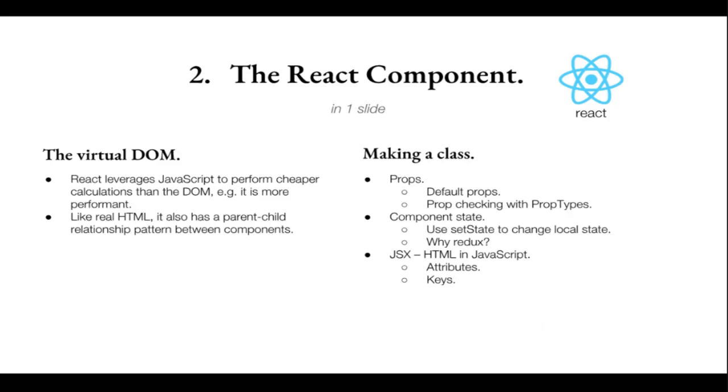Also, like real HTML, it has a parent. So a component itself, I would split into three pieces, or I guess I would point out three pieces of information that are relevant to how this component functions. We have props, which is just information passed into the component. Props is short for properties. Components will receive this information from their parent component or elsewhere. But most of the time, a prop is passed from a parent into a child component.